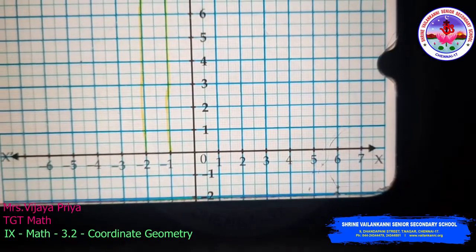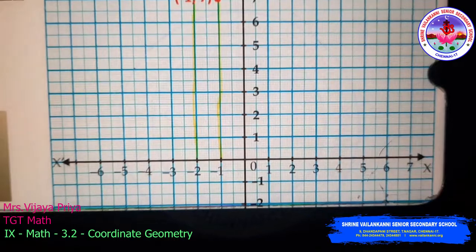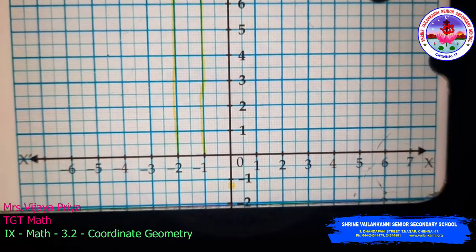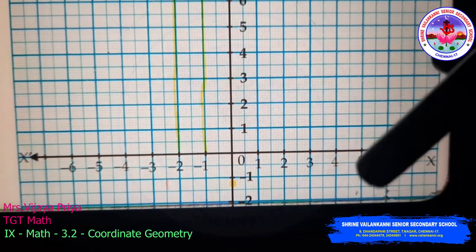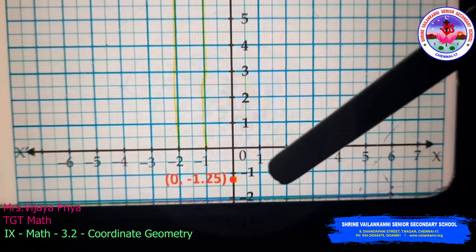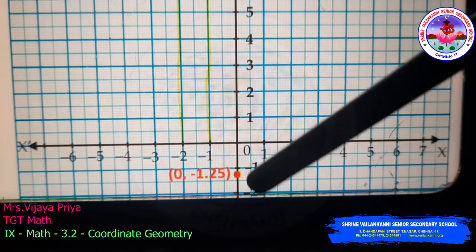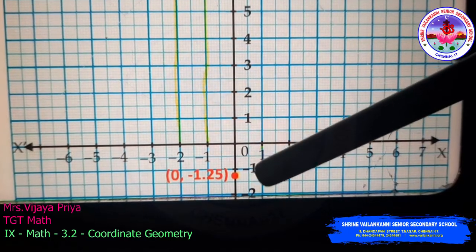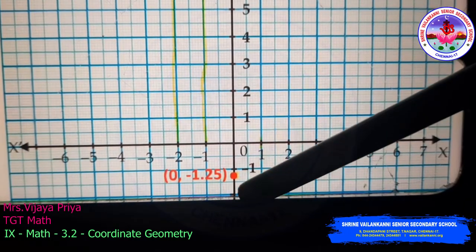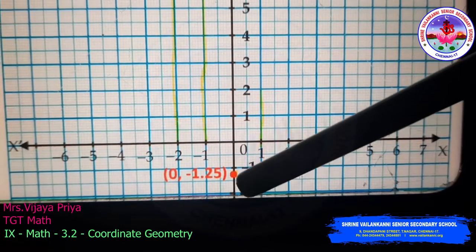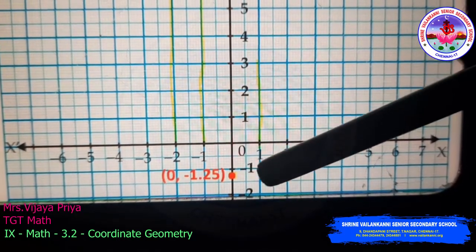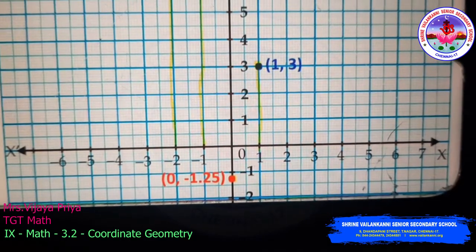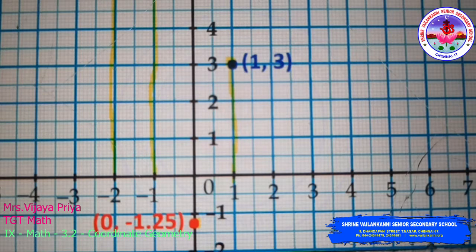The third point is (0, -1.25), where the x value is 0. So it lies on the y-axis. So my coordinate (0, -1.25) lies on the negative of my y-axis, where this -1.25 lies between -1 and -1.5. So marking (0, -1.25) on my negative y-axis. Now going to the fourth point, (1, 3).